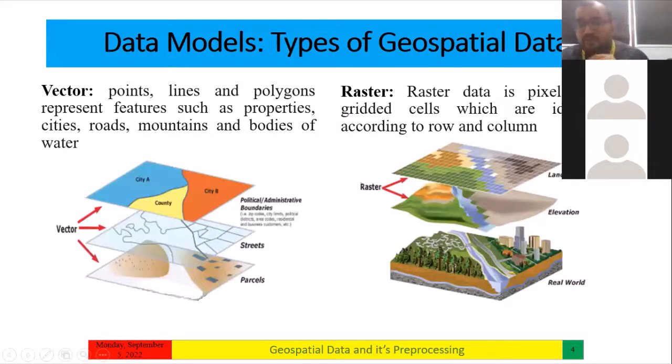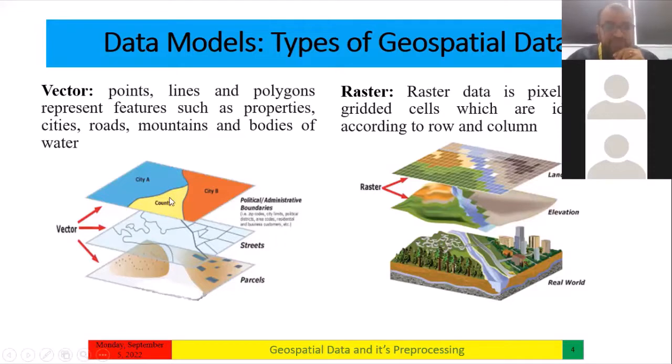So there are two data models which can be used to represent any geospatial data. The first one is called the vector model, where we only use points, lines, and polygons to represent different features on the earth. And the second one is the raster, where the data is in a pixelated format, meaning pixels are used to represent the entire geographical location, and each pixel will have a value within the radiometric resolution of that image.